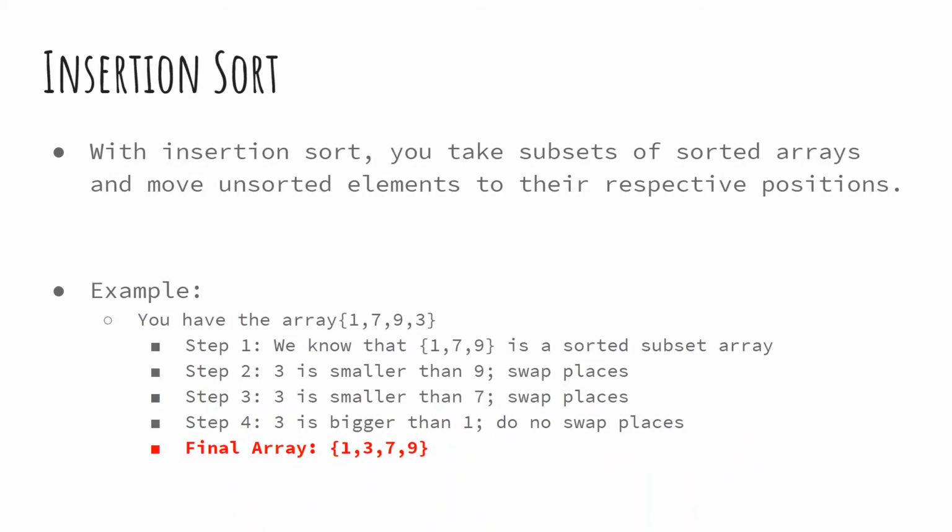Next we have insertion sort. For this one, all you have to do is take a subset of a sorted array, and then you have to move the unsorted elements to their respective positions. So we have an array, 1, 7, 9, 3. If you'll notice, the first 3 terms are actually sorted, so that will be our subset: 1, 7, 9. And then we look at the 3. Is it smaller than 9? Yes, so we swap. Is 3 smaller than 7? Yes, you swap. Is 3 smaller than 1? No, so you don't swap. And therefore your final array would be 1, 3, 7, 9.